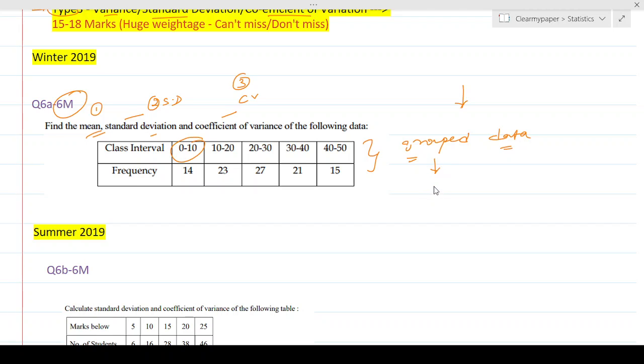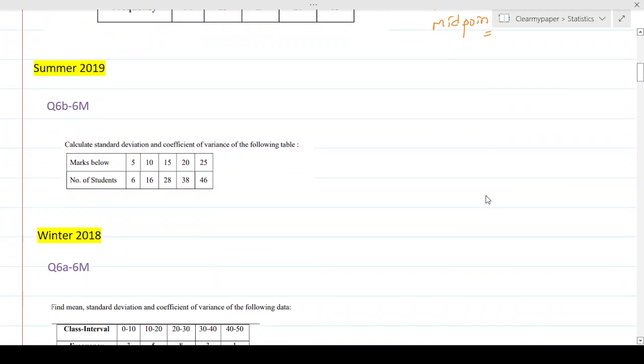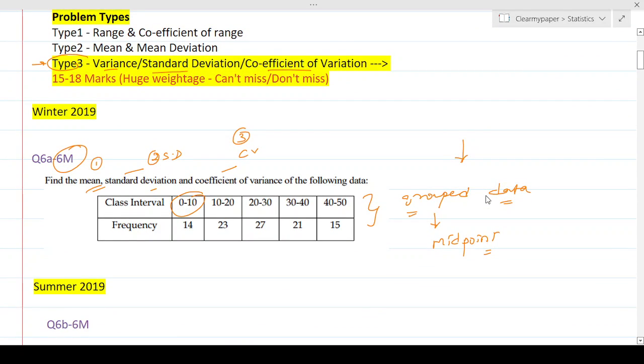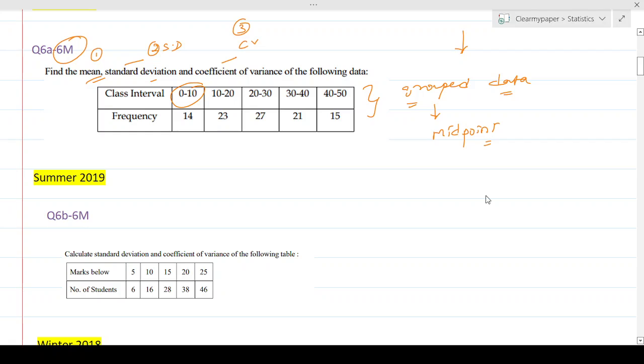Whenever I talk about group data, you should know that we have to first calculate the mean using the midpoint formula. And in this kind of variation, typically there are 3 problems. For the last 4 papers, there are only 3 types of problems. 2 of them are of similar nature, with different numbers.